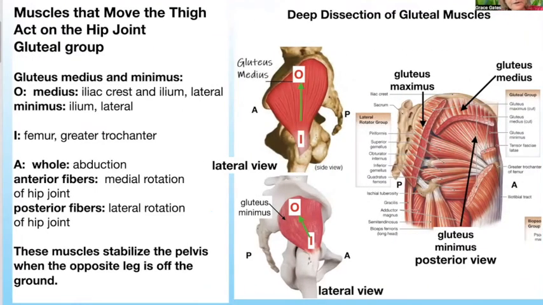Okay, moving on to the gluteus medius and minimus. The origin of the medius is the iliac crest and the lateral ilium. The origin of the minimus is also the lateral ilium. The insertion is the femur, the greater trochanter. The action on the hip joint is abduction. The anterior fibers perform medial rotation of the hip joint, and the posterior fibers perform lateral rotation of the hip joint. These muscles stabilize the pelvis when the opposite leg is off the ground, as in walking.